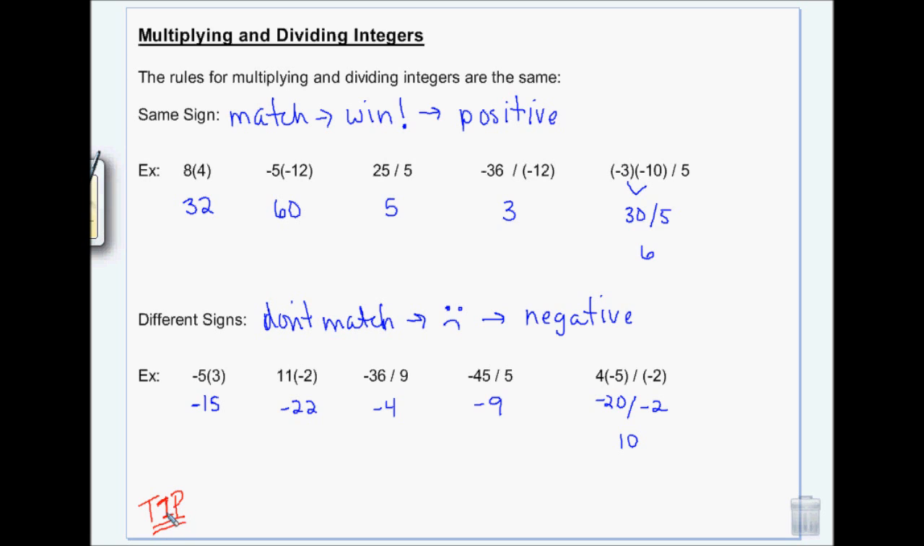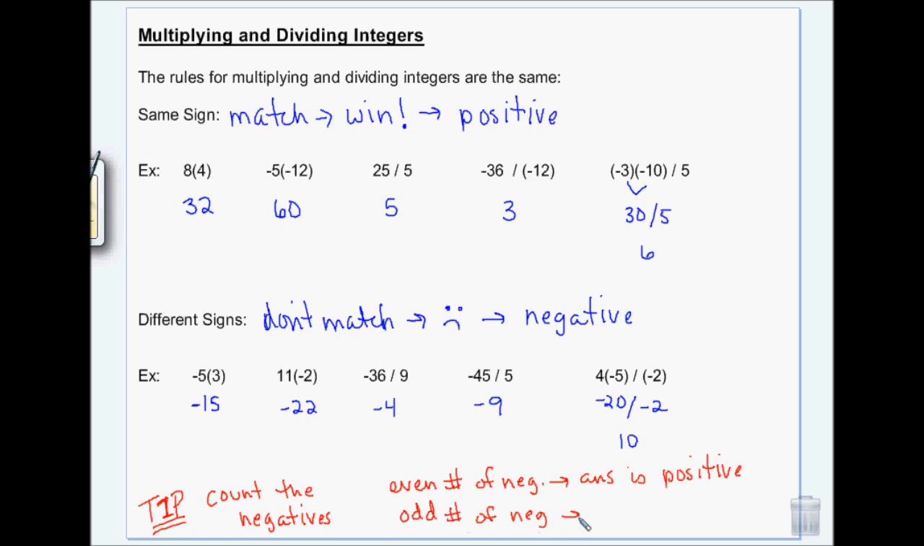You know how sometimes you get problems where you have 3 or 4 or 5 numbers to multiply in a row all together? Count the negatives. If you have an even number of negatives, your answer is positive. If you have an odd number of negatives, your answer will be negative.